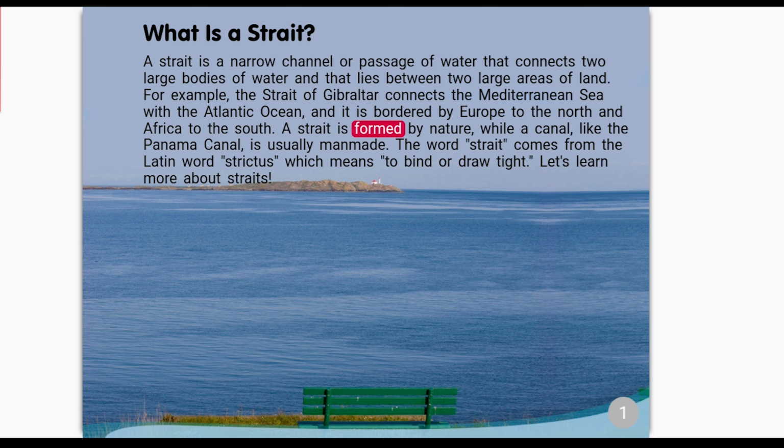A strait is formed by nature, while a canal, like the Panama Canal, is usually man-made. The word strait comes from the Latin word strictus, which means to bind or draw tight. Let's learn more about straits.